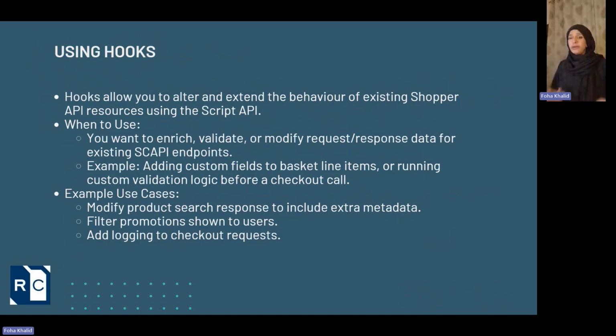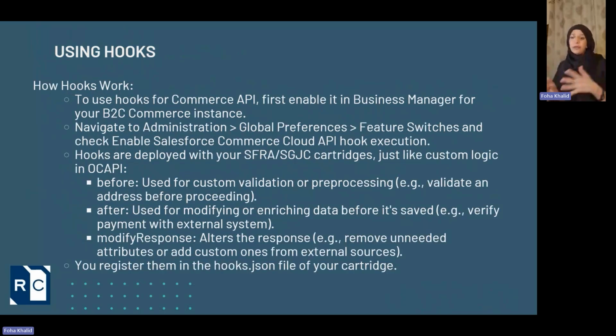The first thing you're going to do whenever you want to add customization through hooks is enable it using your Business Manager. You're going to head over to Administration, Global Preferences, and check Enable Salesforce Commerce Cloud API hook execution. After that's done, you can move on to actually implementing your hook. Like I mentioned before, there are different custom logics that you can use: before, after, or modify response.